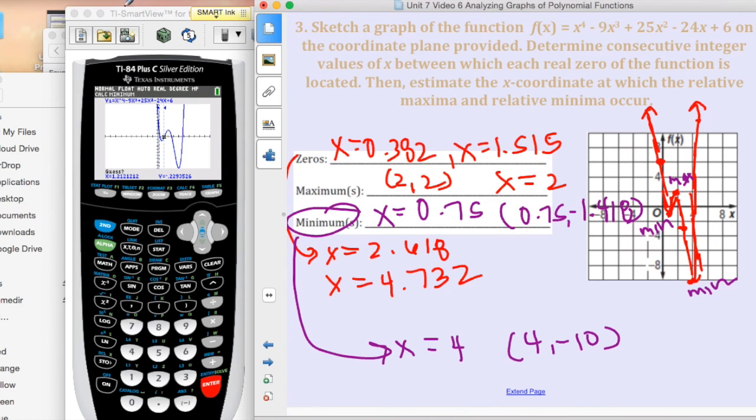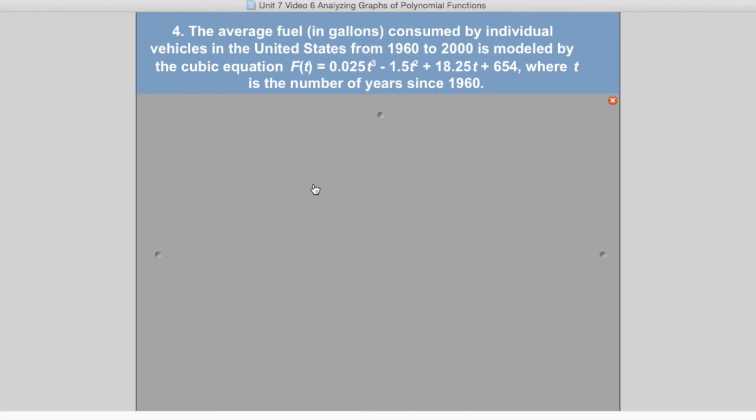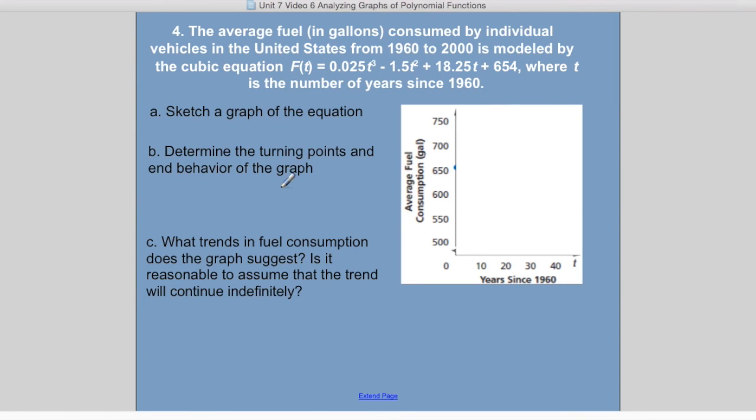So let's go ahead and look at our last example. The average fuel in gallons consumed by the individual vehicles in the United States from 1960 to 2000 is modeled by the cubic equation given here, where t is the number of years since 1960. Okay, it says sketch a graph of the equation.